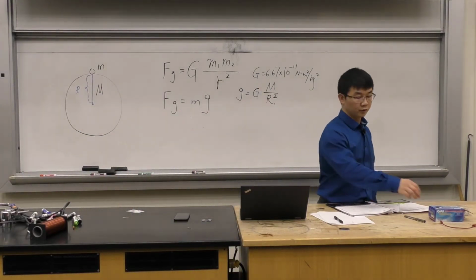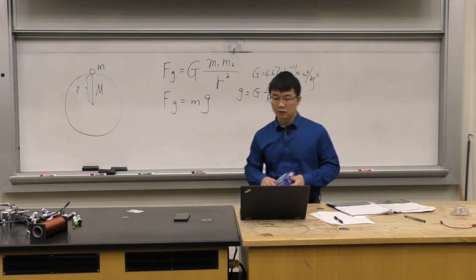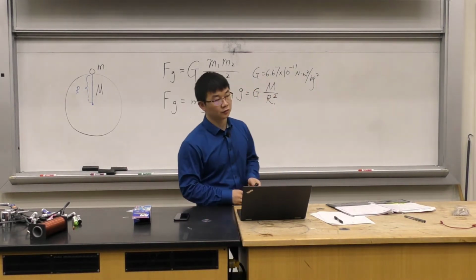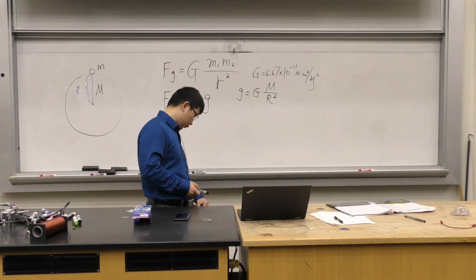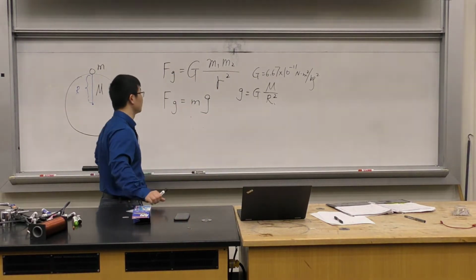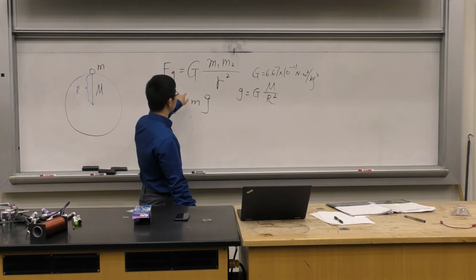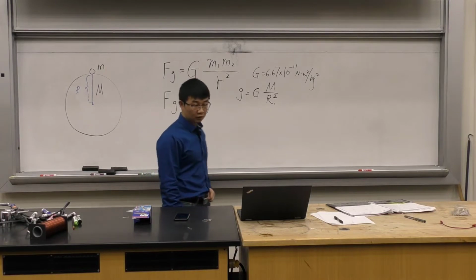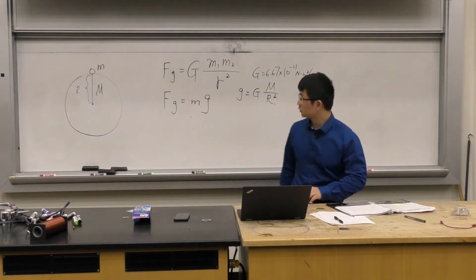I'm recording another video for 113. Last time we started a new topic, the universal gravitational force discovered by Newton. And he also discovered the equation to calculate the force, which is this equation. And the big G is a constant, a very small number in SI units.